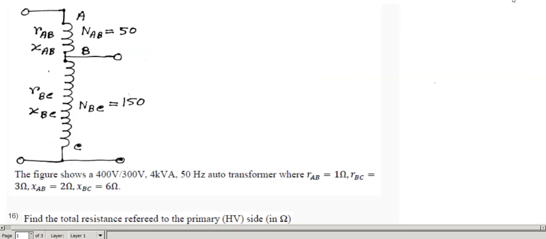So let's see the next question here. It is an auto transformer given, and the values of the resistance and reactance are given. He asked to find the total resistance referred to the primary HV side, and similarly the leakage reactance referred to the primary side. So this is the question. The auto transformer is 400 by 300 volts, 4 kVA.